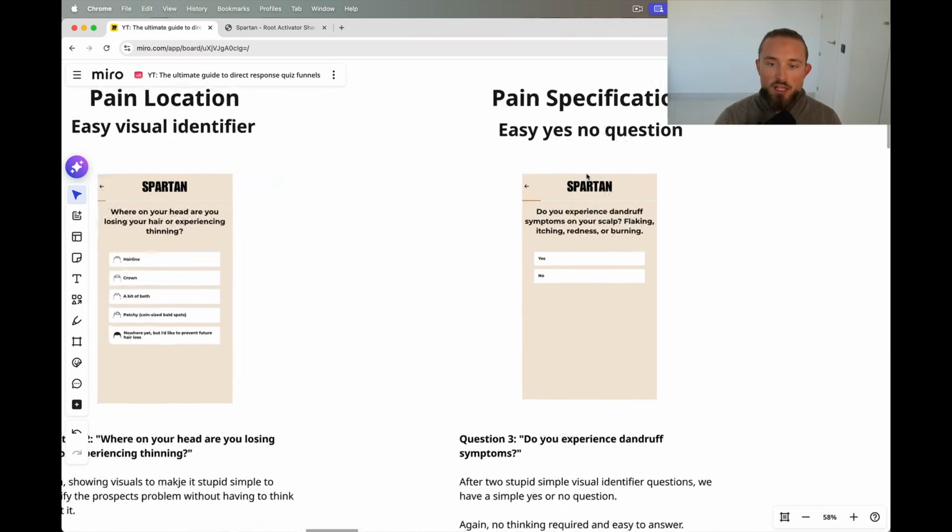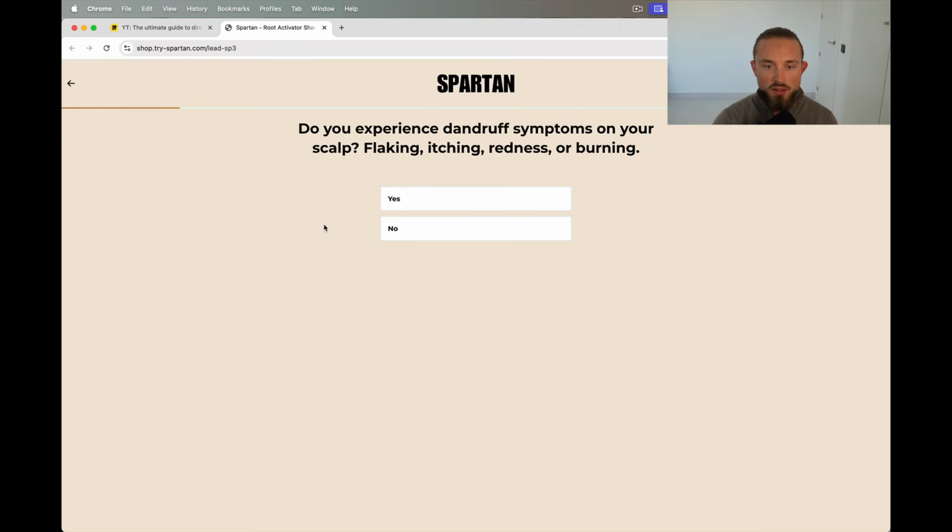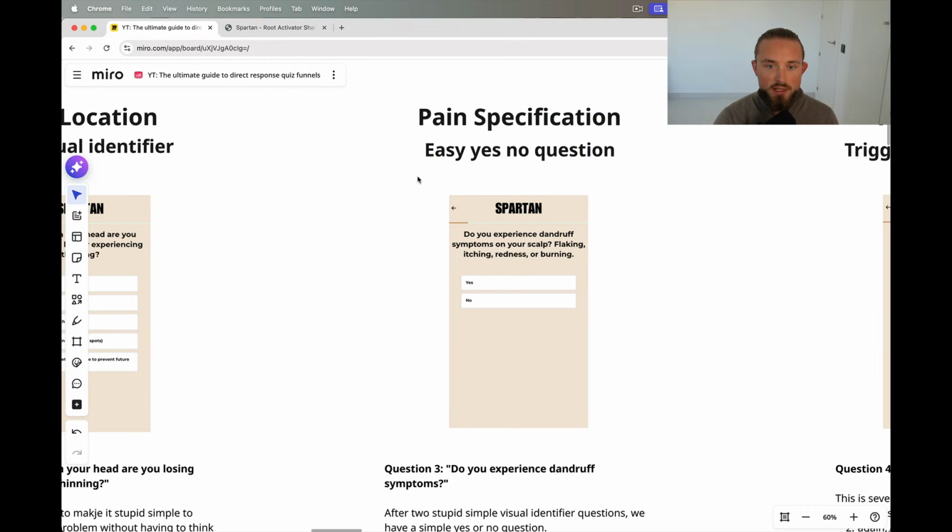The next one is pain specification. First of all, understand how old they are and where they currently have the pain point, and then specify the pain that they're experiencing. At this point, it's just an easy yes or no answer. Do you currently experience these symptoms? I would just put yes.